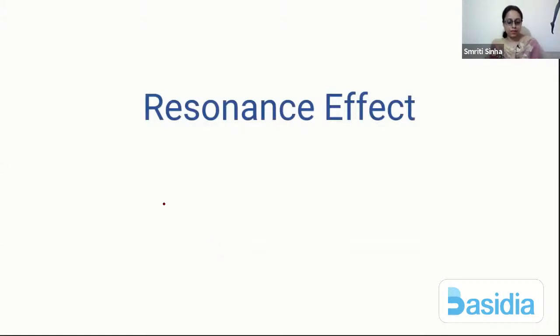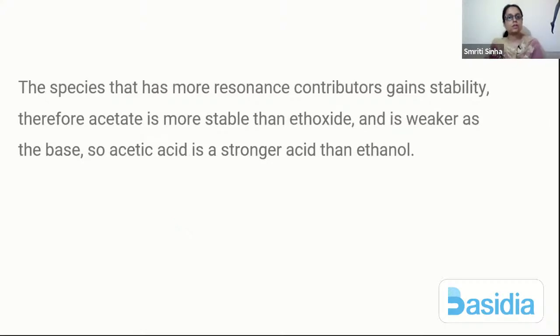Next is the resonance effect. So what does the resonance effect do to our molecule? The species that has more resonating structures will show more stability. The more the resonating structures, the more stability in the conjugate base, and that will make a stronger acid. So here we will compare ethanol and an acid, that is acetic acid. We'll draw acetic acid first. This is acetic acid, and we are going to compare it with ethanol.